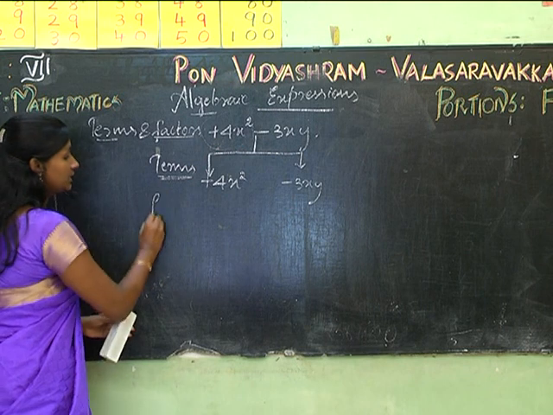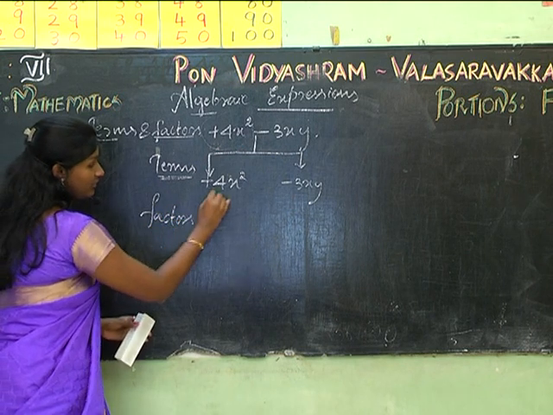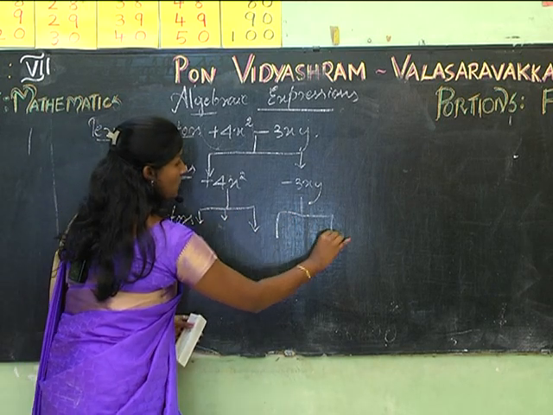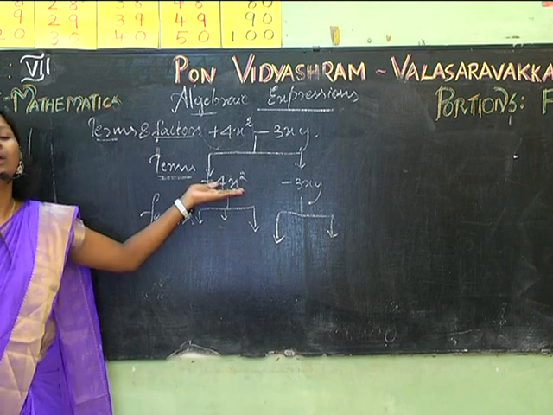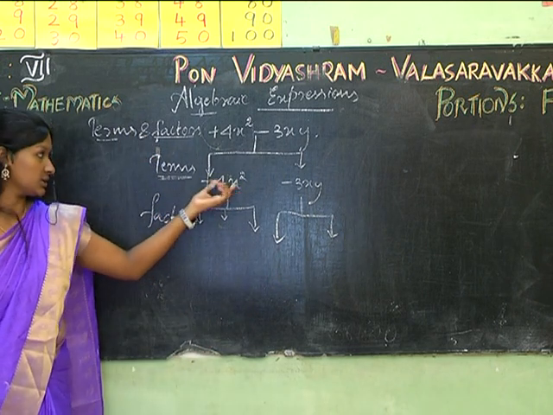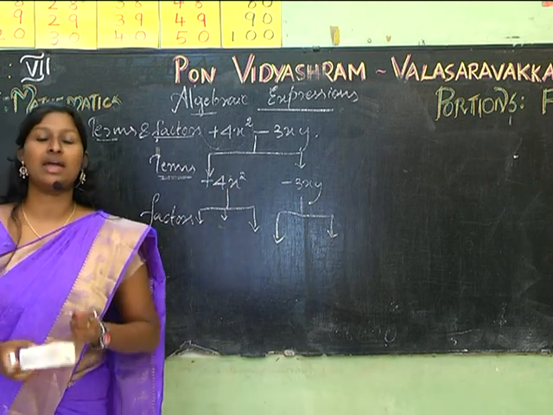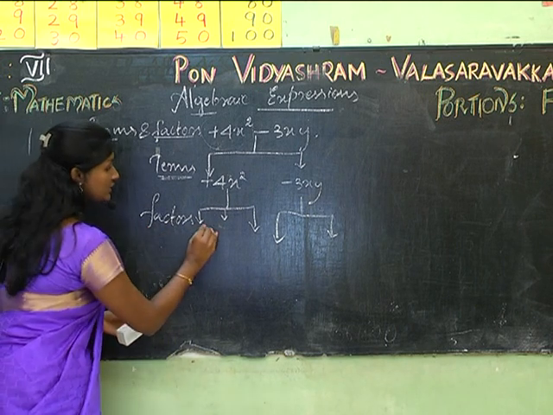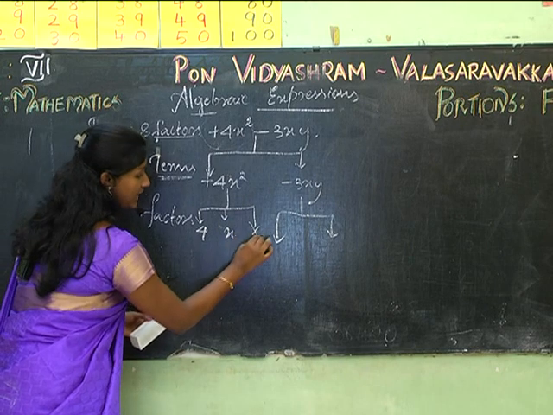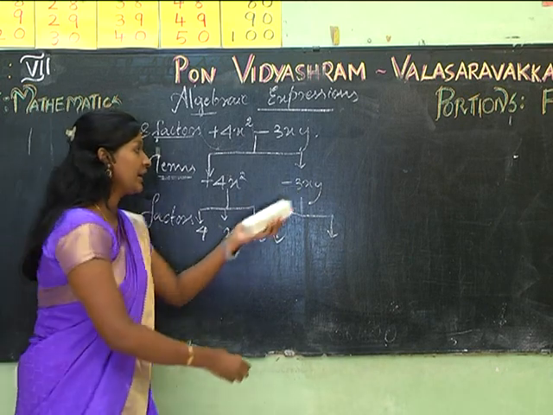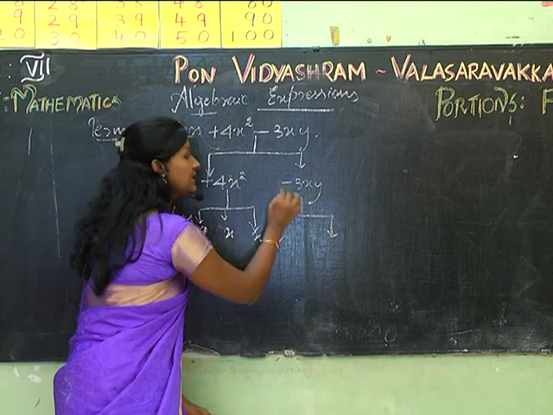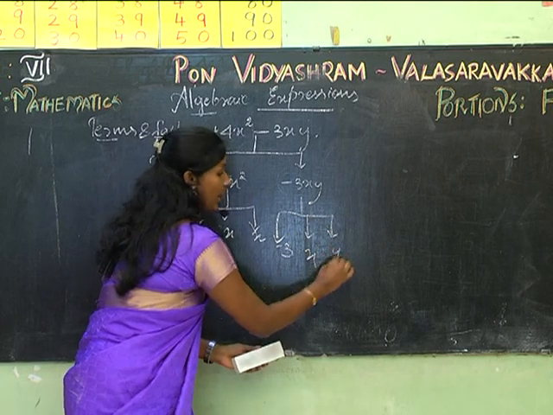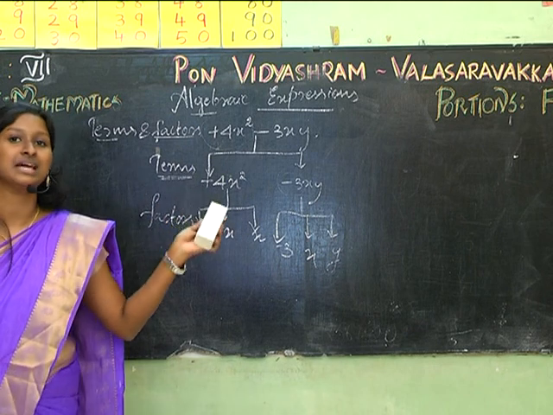The next thing is the factors. See, we have 4x square here. What can I say about the factors? So 4 into x square. X square is nothing but x times x. So how can I represent it? 4 into x into x. In a similar way, I can write for minus 3xy. Take minus 3 as a single factor, then x and then y. So this is an explanation about the terms and factors.